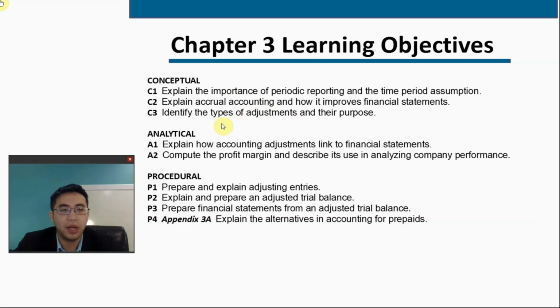And then number 3, we're going to identify the types of adjustments and their purpose in our financial statements. We will also learn a number of analytical skills along with it, and also we will learn how to compute several ratios like profit margin ratio, and also how to use it to analyze the firm's financial performance.